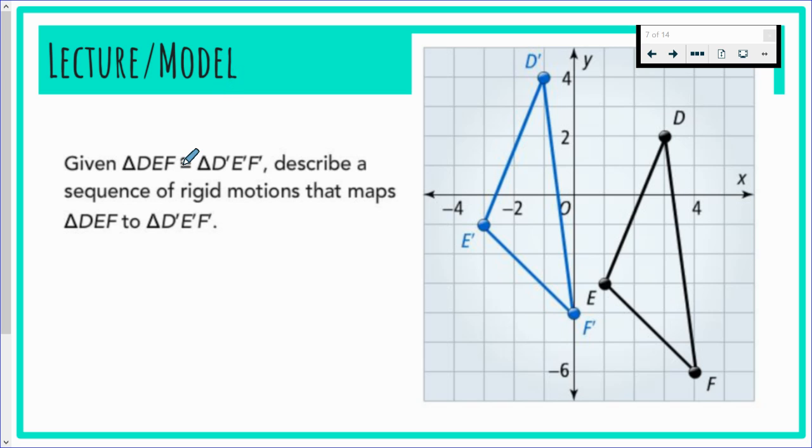All right, given DEF maps onto D prime, E prime, and F prime, describe a sequence of rigid motions that maps it. Again, I'm looking here. E is to the right, and then D is up and F is down for both of these. So that means there was no rotation. The points have not turned. This is also not a reflection. So this is another translation.